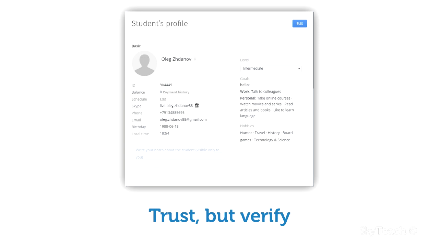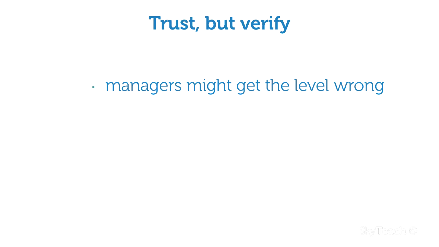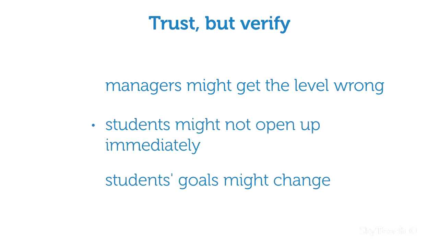Nevertheless, you shouldn't rely on this information completely, because a trial lesson is usually quite intense and the manager sometimes fails to define the level correctly, as a student might be speaking freely and, hence, producing a false impression concerning their actual level of English. A student might not show all of his or her capabilities. A student might change their aims after the trial lesson.